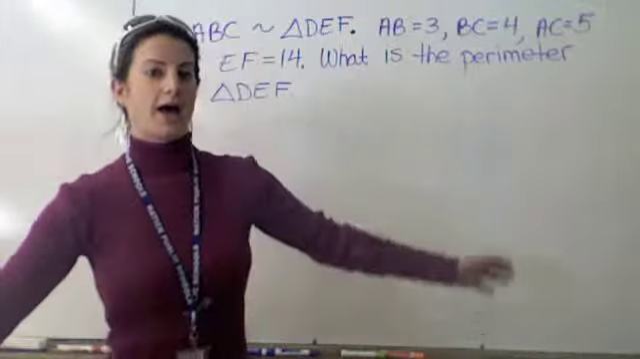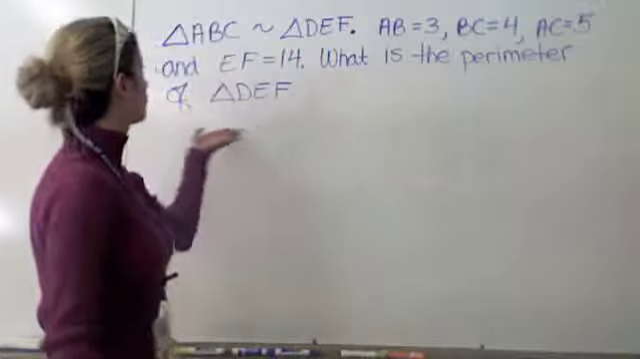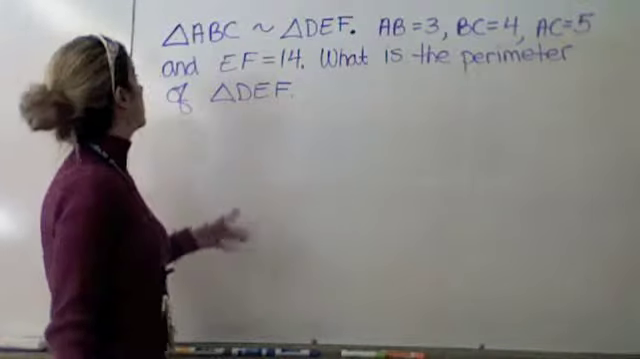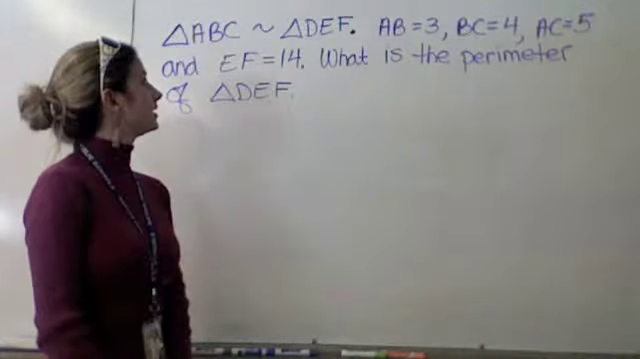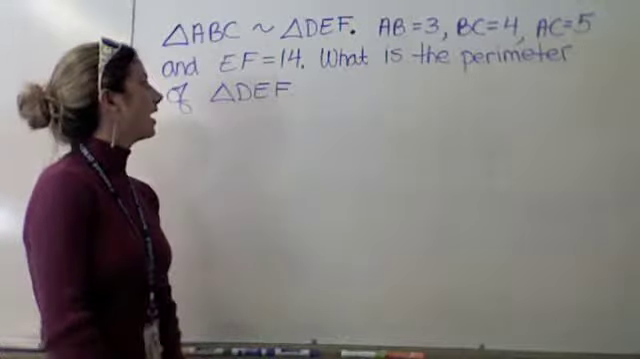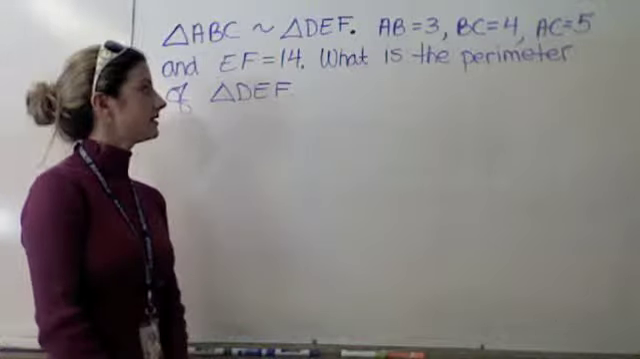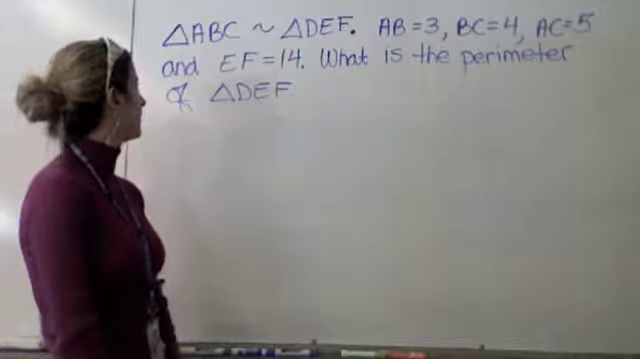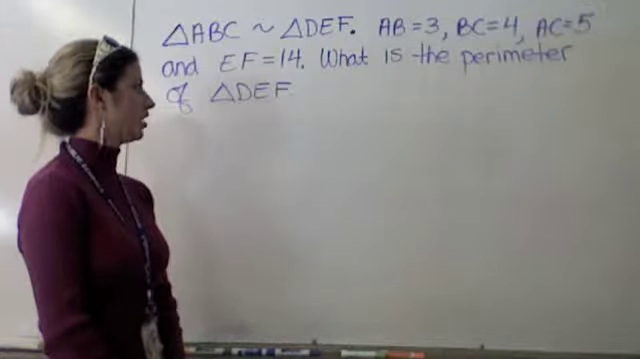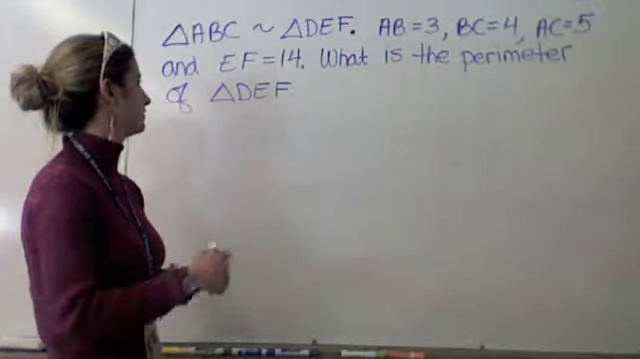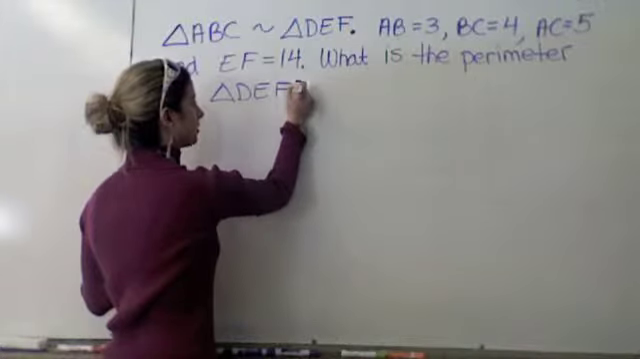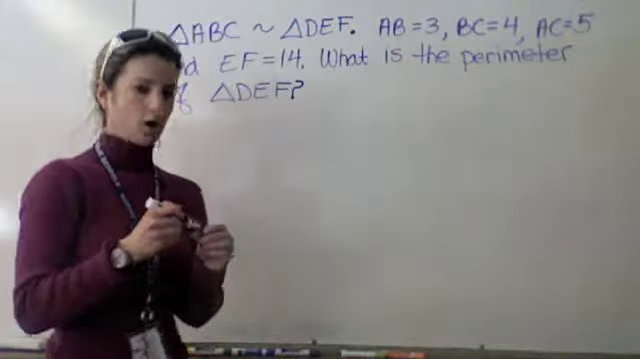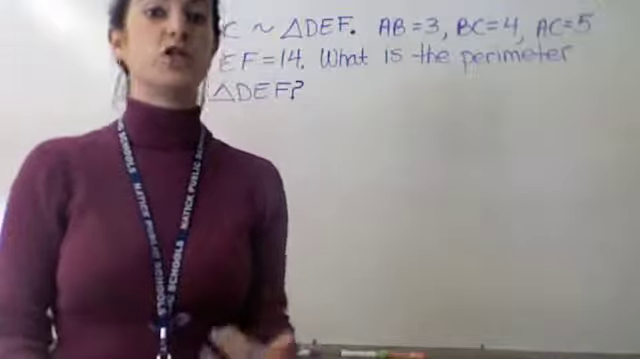So my tip is that when you see a problem like this, okay, triangle ABC is similar to triangle DEF. AB equals 3, BC equals 4, AC equals 5, and EF equals 14. What is the perimeter of triangle DEF? So I should probably put a question mark there. Okay, so my tip for this would be to draw a picture.